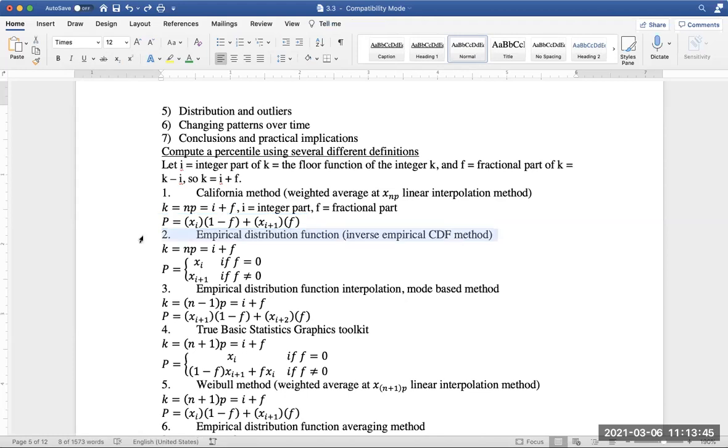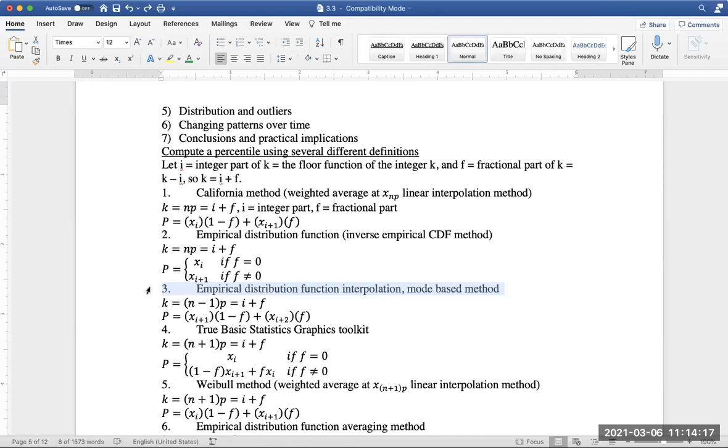The empirical distribution function, sometimes also called the inverse empirical CDF method. Again, K is equal to N times P. I will compute the percentile using the following formula. It will equal X sub I if F is equal to 0. It'll equal X sub I plus 1 if F is not equal to 0.